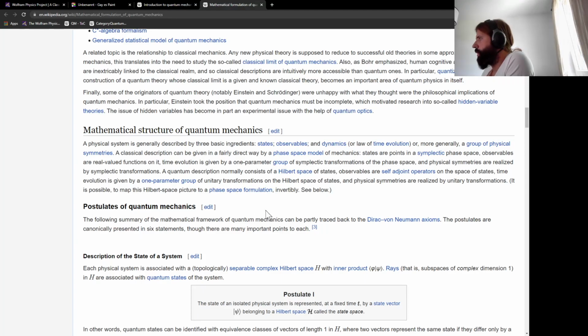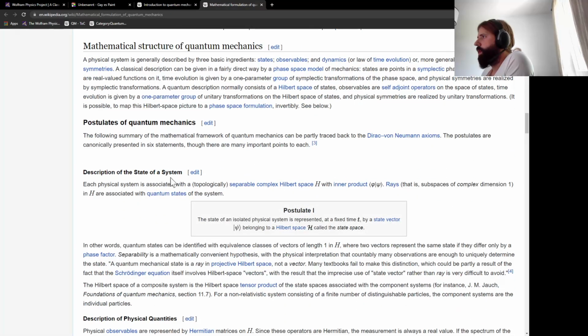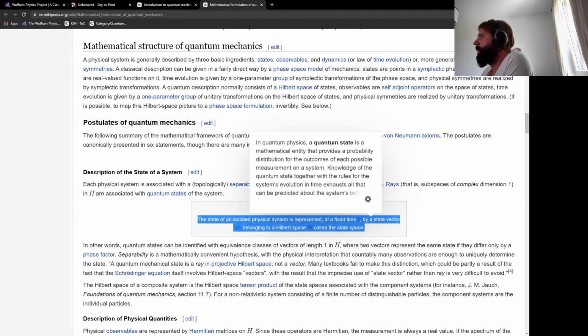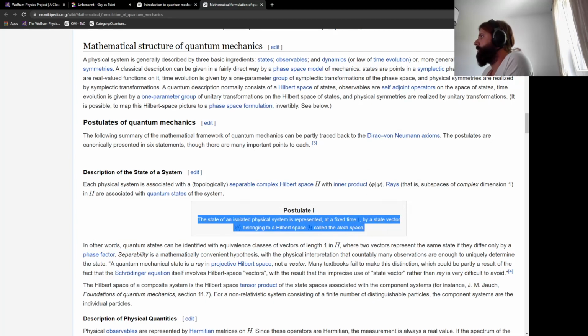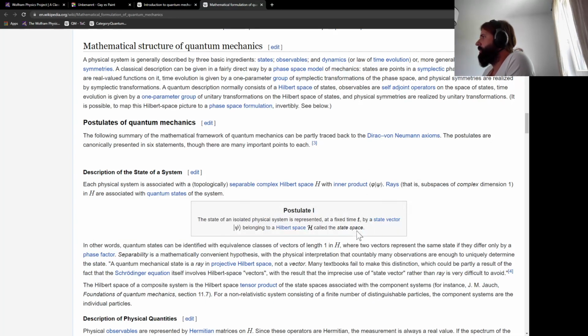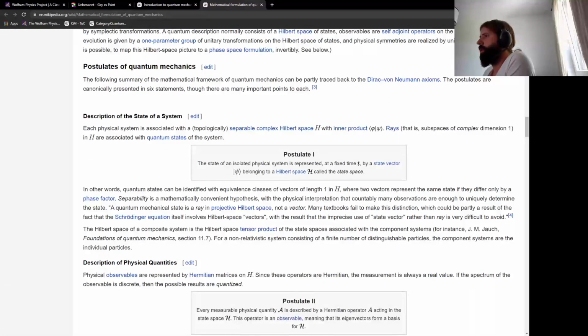So there's these postulates, description of a state of a system. Postulate 1. The state of an isolated physical system is represented at a fixed time t by a state vector belonging to a Hilbert space called the state space. Yeah, but that is for the dynamical picture and the path integral, but that's not for phase space, right? But you can map it, okay.